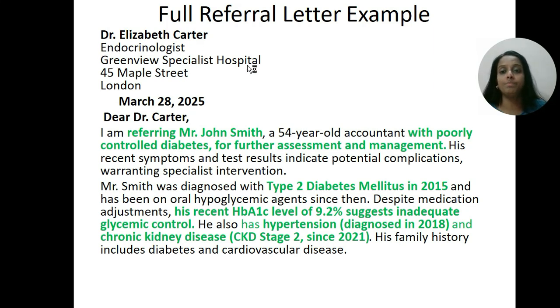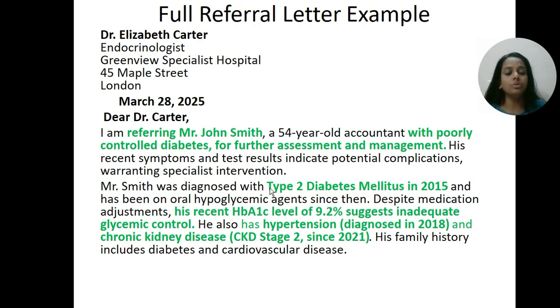Endocrinologist, Greenview Specialist Hospital, 45 Maple Street, London. March 28, 2025. Dear Dr. Carter, I'm referring Mr. John Smith, a 54-year-old accountant with poorly controlled diabetes, for further assessment and management. His recent symptoms and test results indicate potential complications warranting specialist intervention.